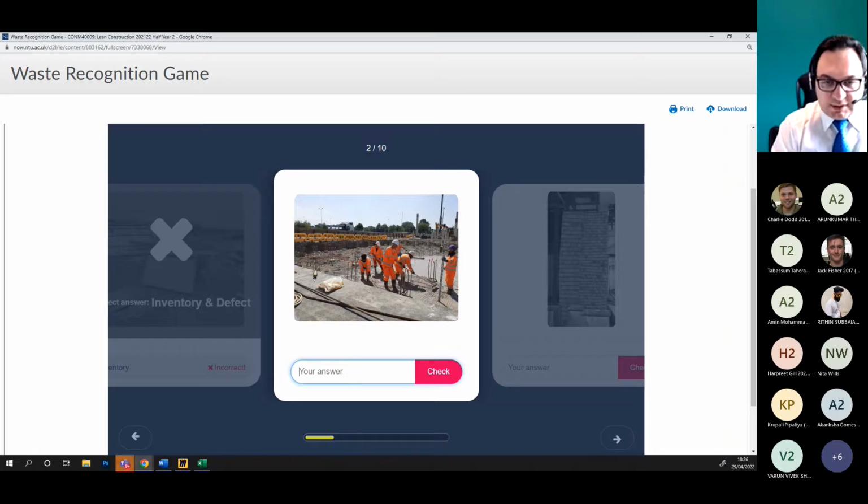Nita said underutilized skills, good. Motion, unused skills, waiting, unused skills. Okay, Krupali, you said motion. Why motion? Yes, sir, because of the unnecessary efforts they are putting in that are not according to the planning, so we can say it's motion. Okay, thank you very much.